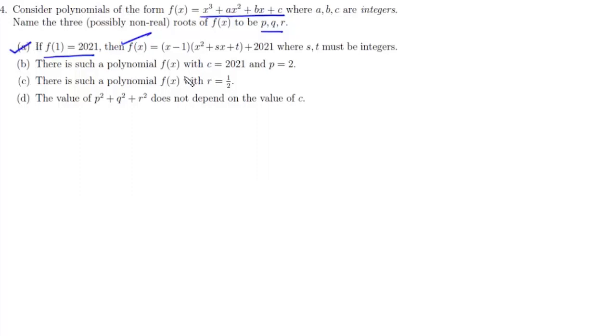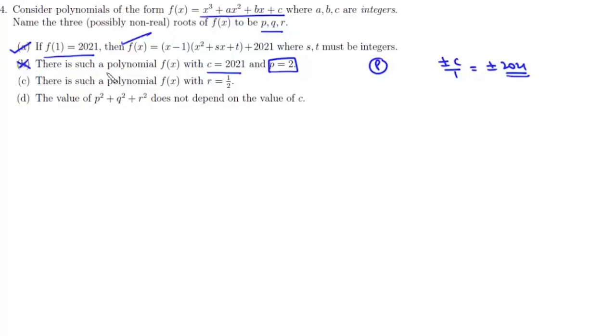Now the second one is, there is such a polynomial f(x) with c equals 2021 and p equals 2. Now this p equals 2 is a rational root, and the rational root theorem says this p must be a factor of plus minus c by a. Now in this case, plus minus c by a is plus minus 2021, which is an odd number, and this p is an even number. So it is not possible to have a root whose value is 2. So this option B is incorrect.